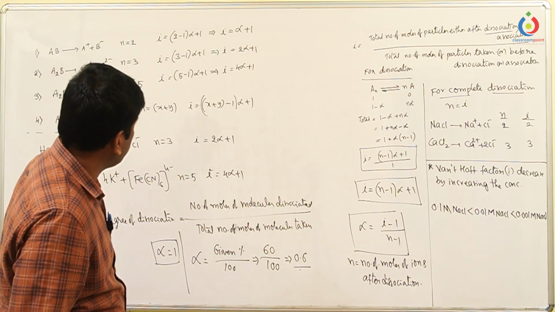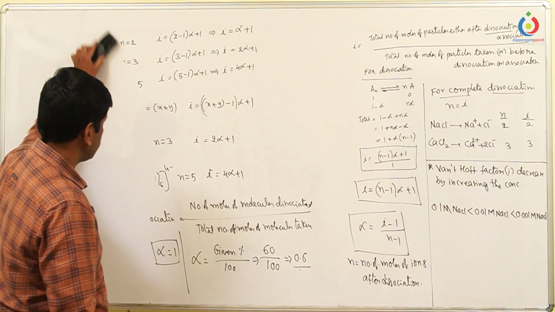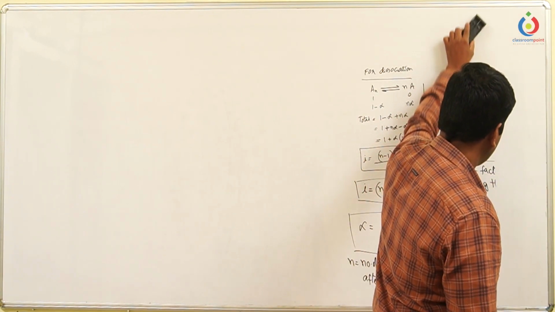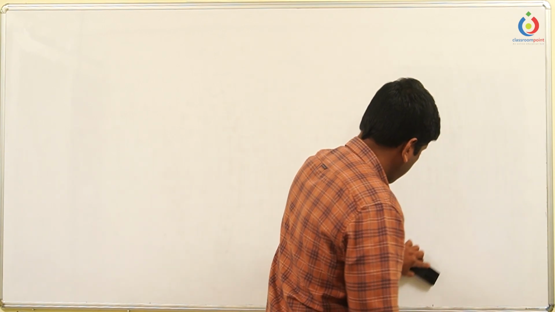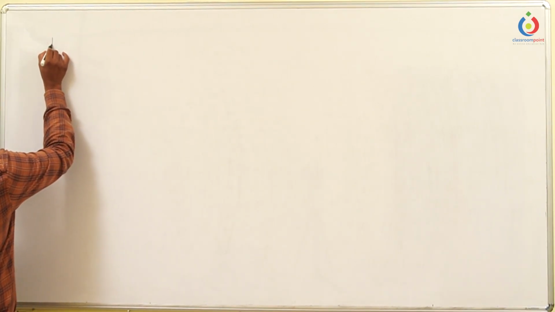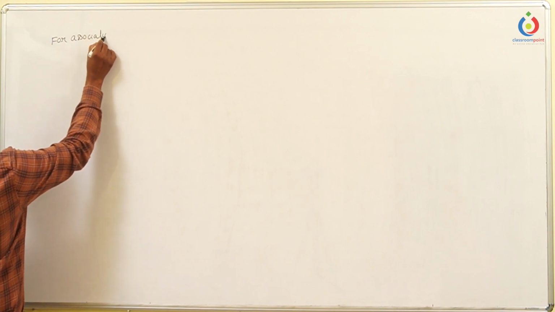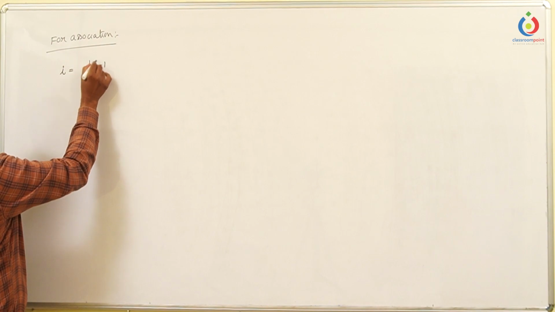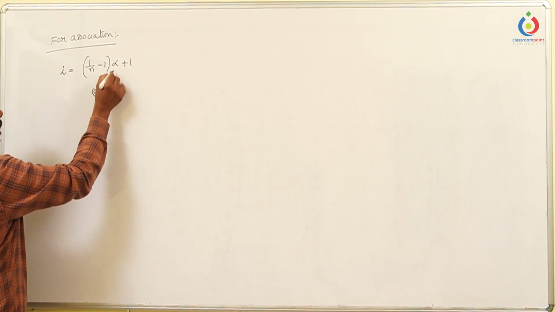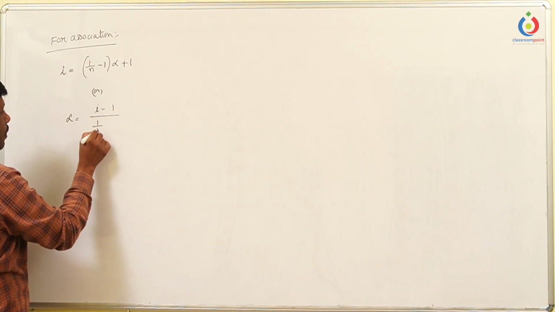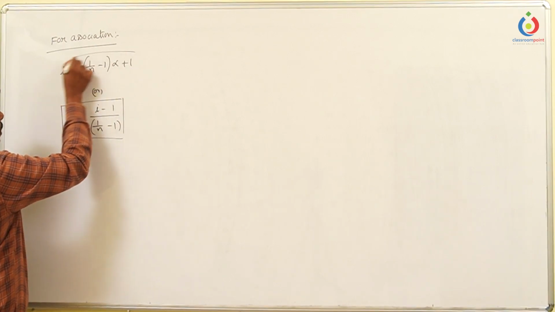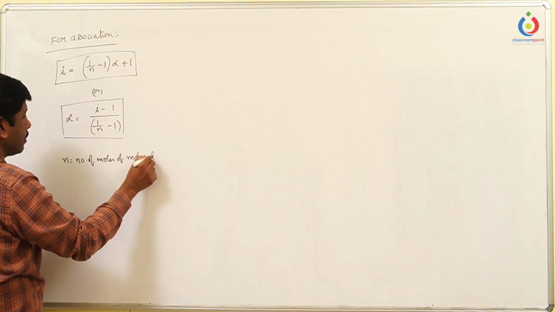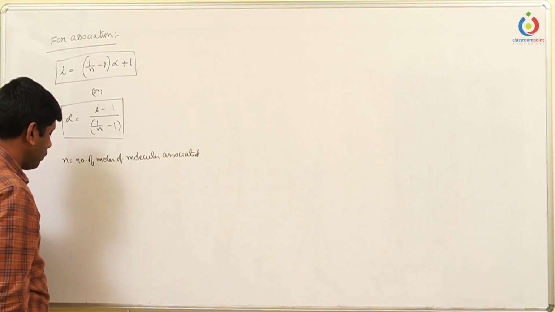Now let us see the molecules that participate in association. For association, we can calculate the Van 't Hoff factor i as (1/n - 1) alpha + 1. If you want to calculate the alpha value, alpha equals (i - 1)/(1/n - 1). What is n here? The n is the number of moles of molecules associated. So how many molecules participate in the association process?